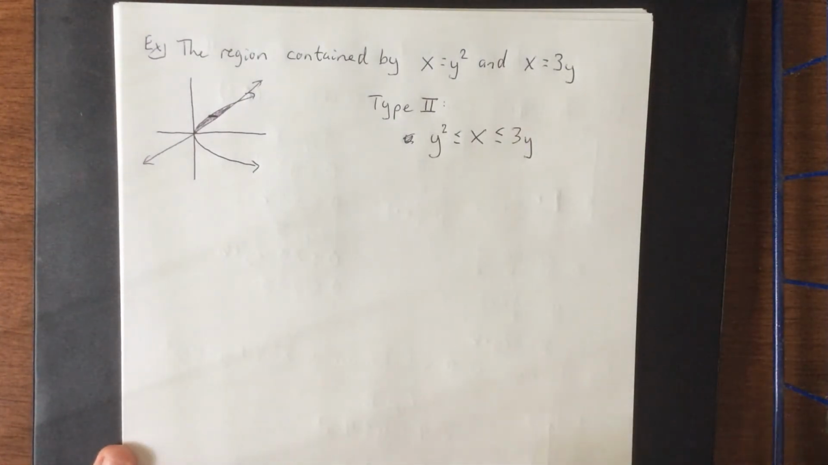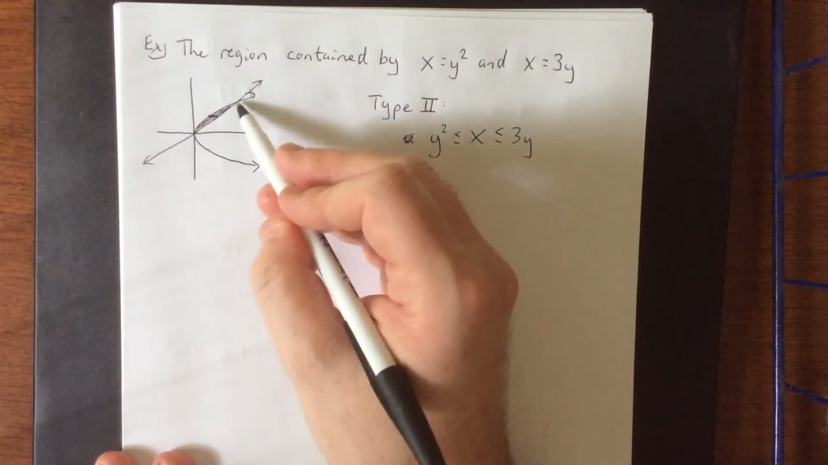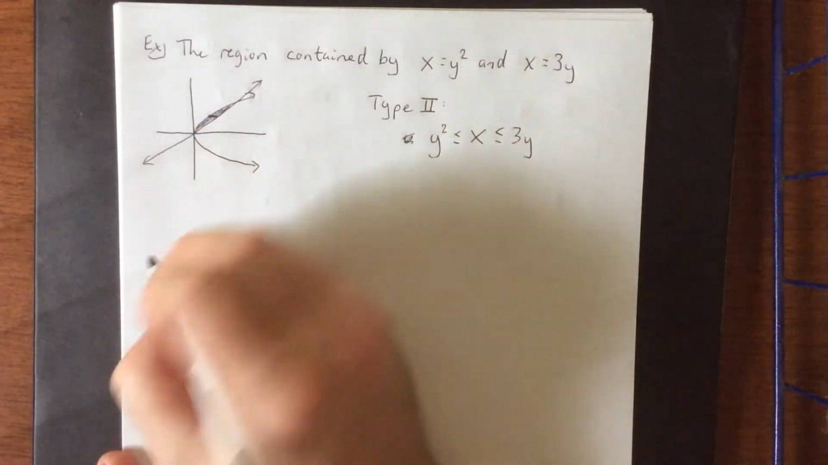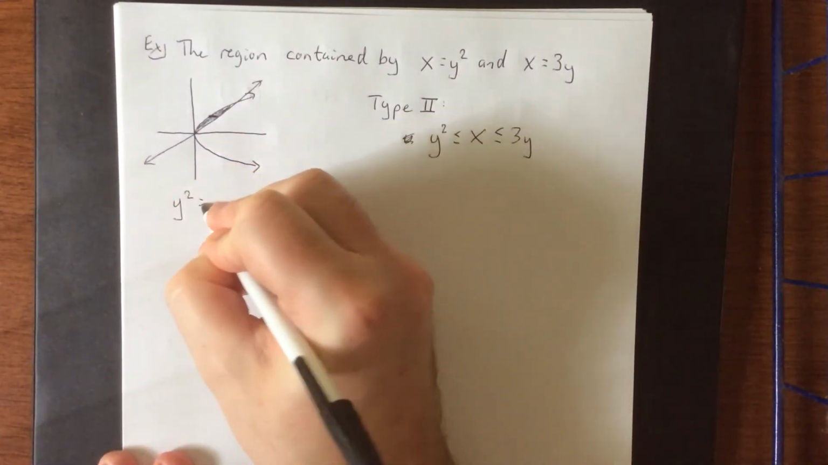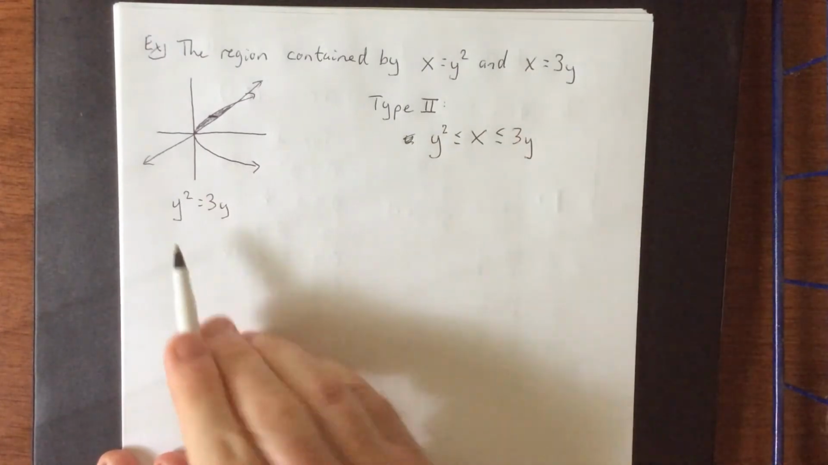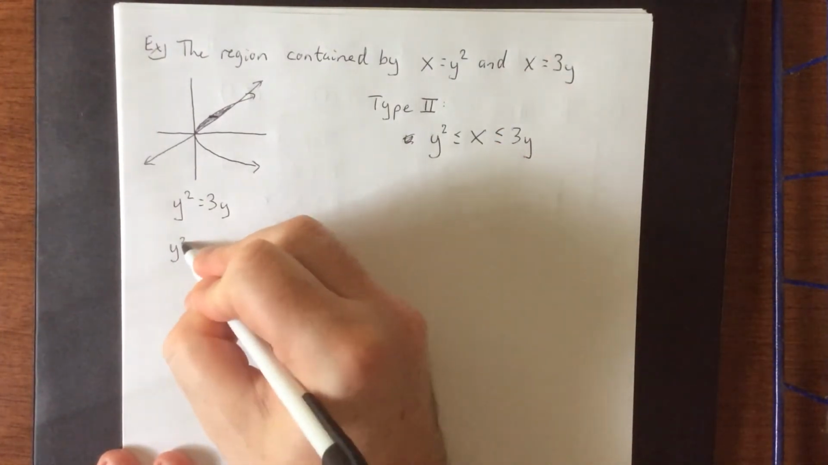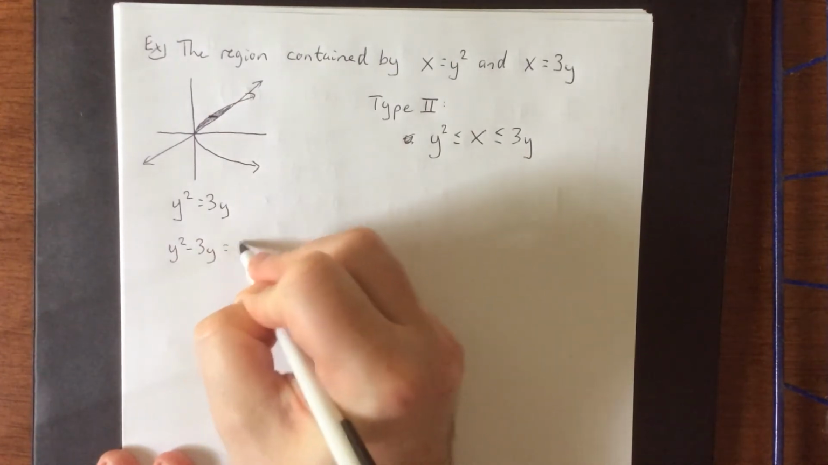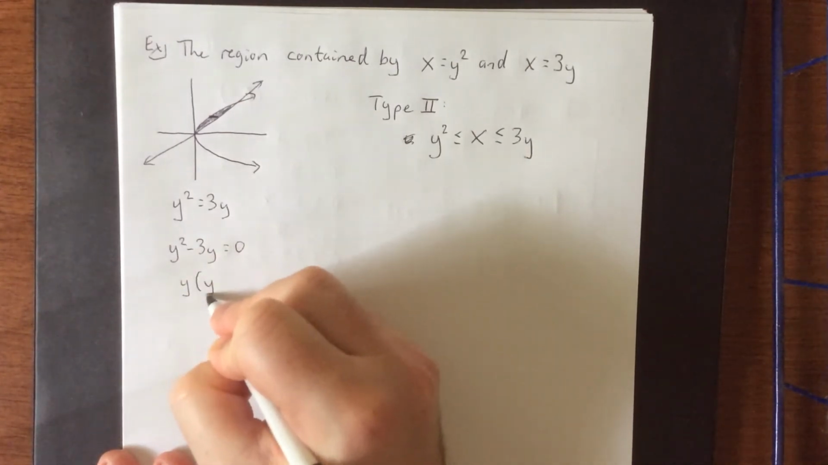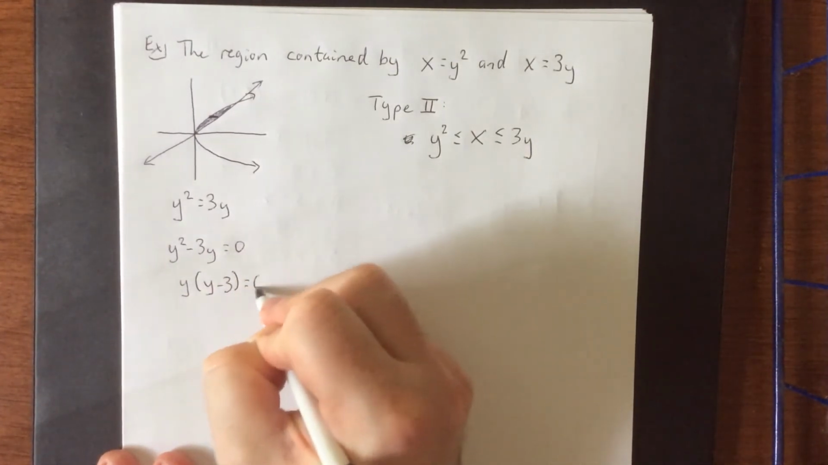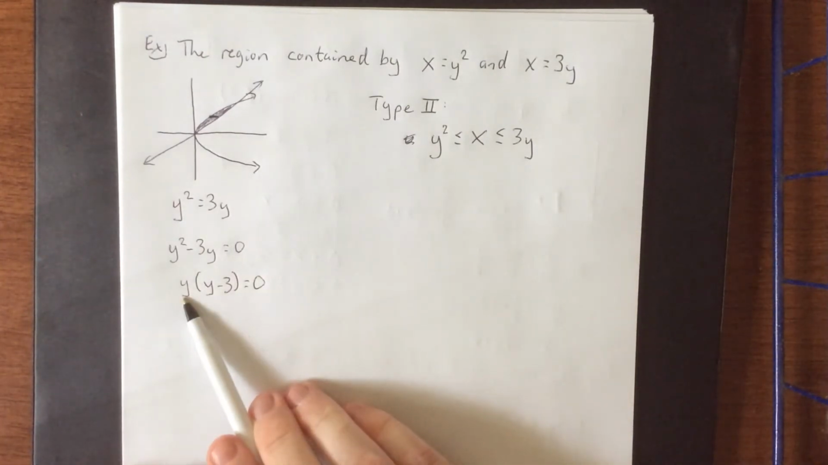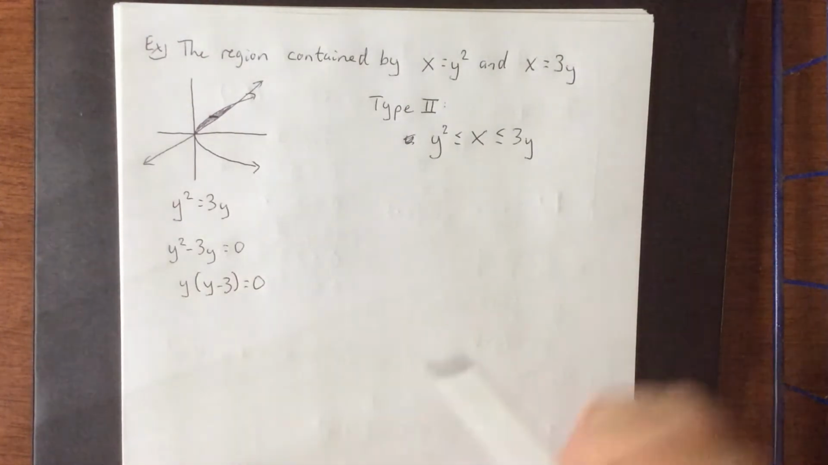Similar to what we did on our last example, if we're interested in the bounds for y, we can get those by setting these two functions equal to each other. So y squared is equal to 3y. Get a 0 on one side and factor the result. Lets us know that our two bounds on y are going to be y equals 0 and y equals 3.